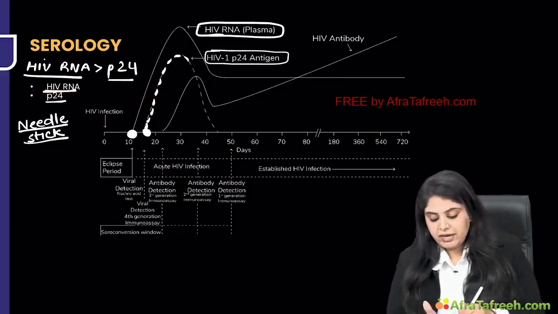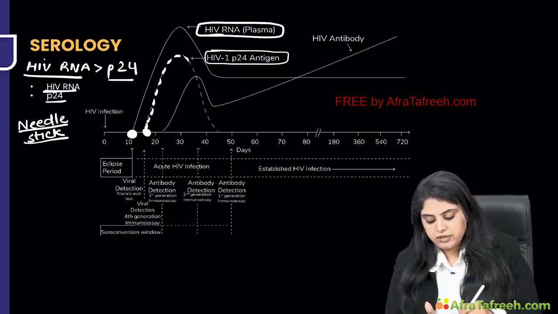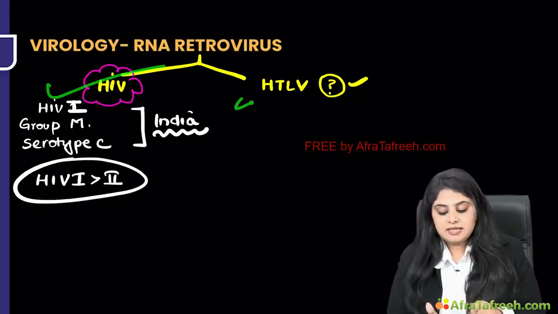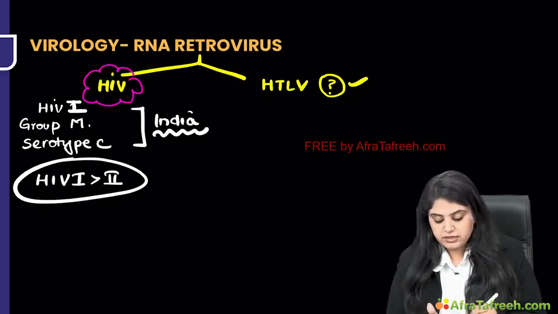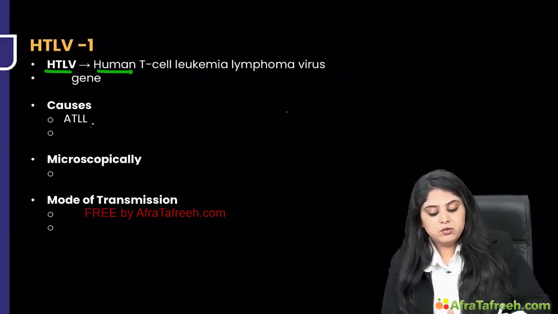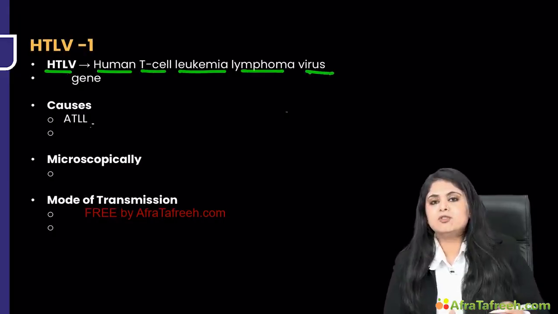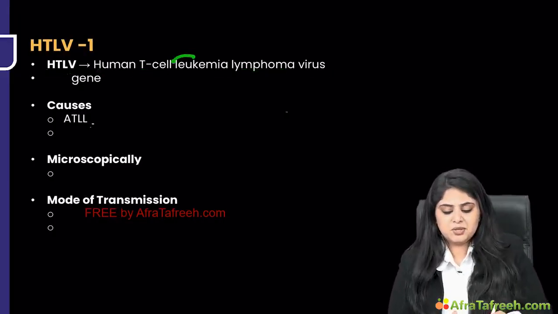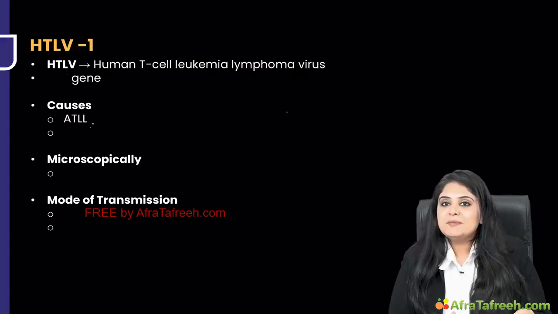Okay, if I go back to retrovirus, I had told all of you that in retrovirus we have 2 things. One of them is going to be HIV and the other one is HTLV. So what are the things about HTLV that you have to know? A quick revision that I'll teach you from pathology. Please note, it is human T-cell leukemia lymphoma virus. So break it down, what will it cause? It will cause leukemia lymphoma.